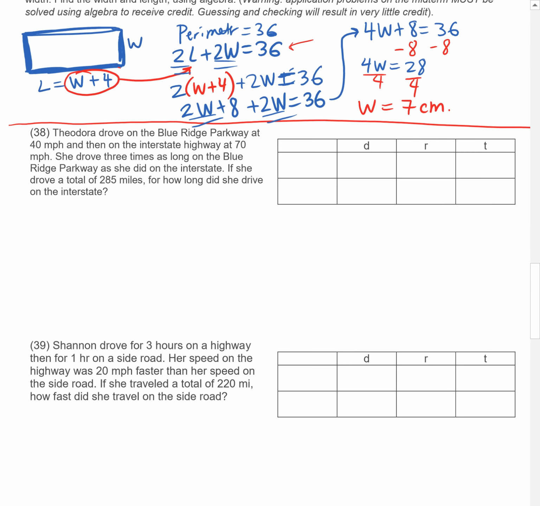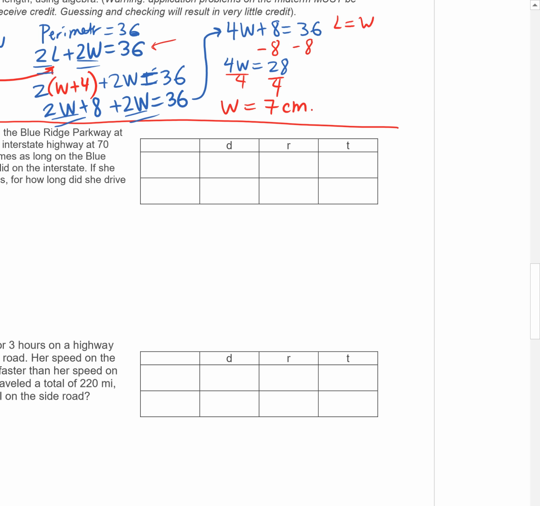Well, remember we had this relationship over here between length and width. Length is width plus 4, because we said the length is 4 more than the width. So if I know the width, I can put that there. Length is width, which is 7, plus 4. So length must be 11 centimeters. Okay. So we got them.